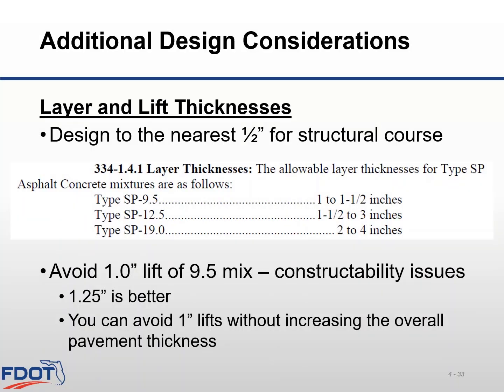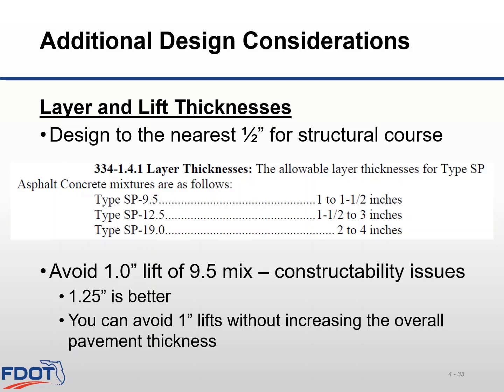Now let's look at a few other design considerations beyond just the calculations. The first one I want to talk about is layer and lift thicknesses. Pavement design is really an iterative process, and there will be times when you'll be adjusting your structural course thickness to meet the structural number requirement. As you're adjusting your structural course thickness, you should design it to the nearest ½ inch. This is for practical and constructability purposes. While asphalt can be laid in 1/4 inch increments, ½ inch increments are preferable.